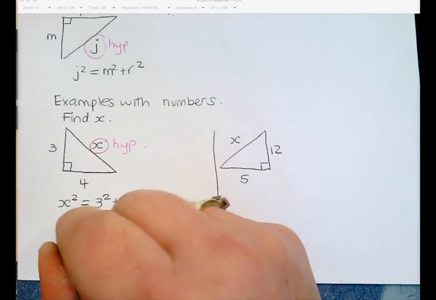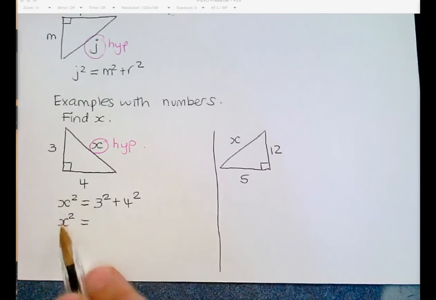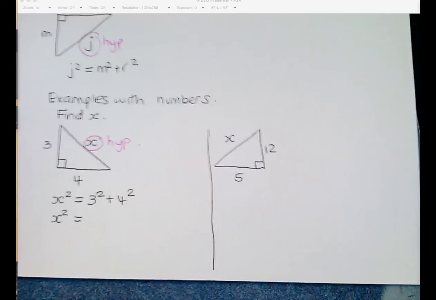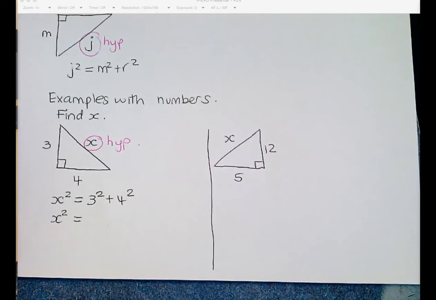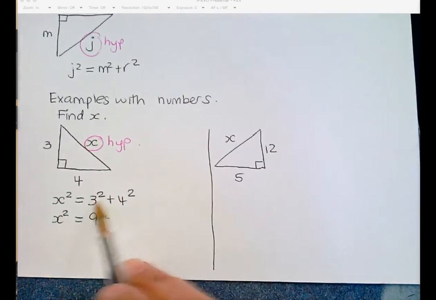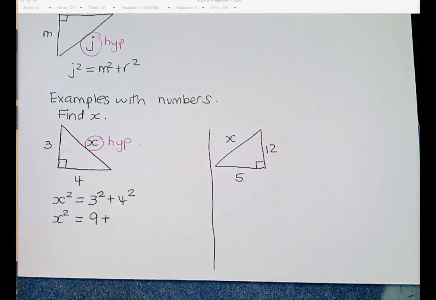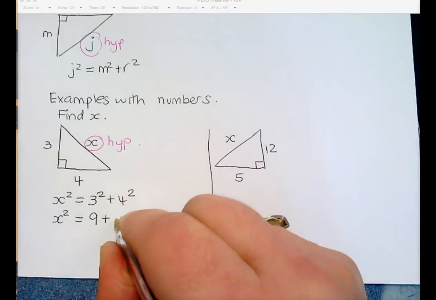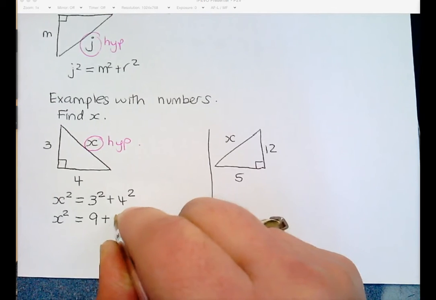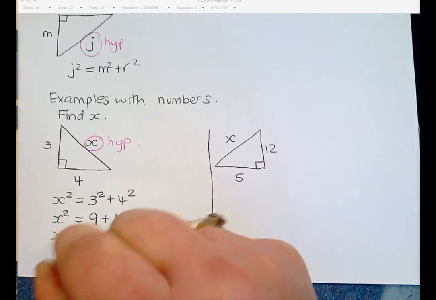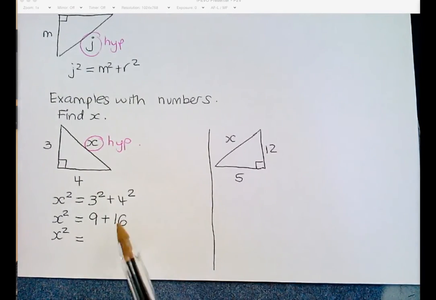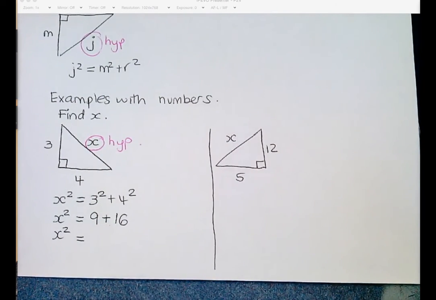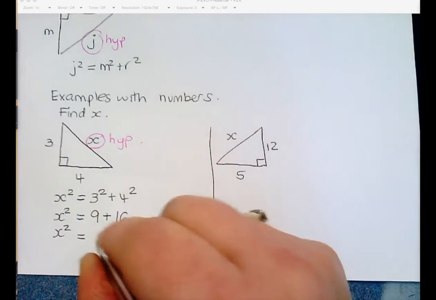Okay. Now we have to work out this side. So x squared is still the same. What's 3 squared plus 4 squared? Does anyone know what 3 squared is? That means 3 times 3. 9. What's 4 squared? 4 times 4 is 16. So x squared is, anyone know what 9 plus 16 is? Well, 16 plus 10 is 26, but I'm not adding 10 on. I'm adding 9. 25.